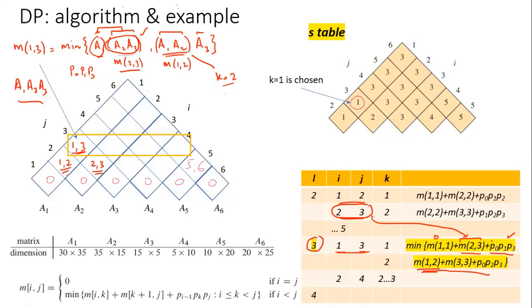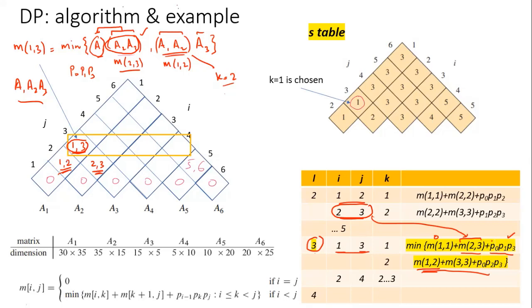Well, yes, we have solved this problem already. So we don't have to repeat that calculation. We can simply use the memoized results from the past, and we can compute 1,3 based on the results of 1,2 and 2,3. And now we have to pick the smaller of the two.